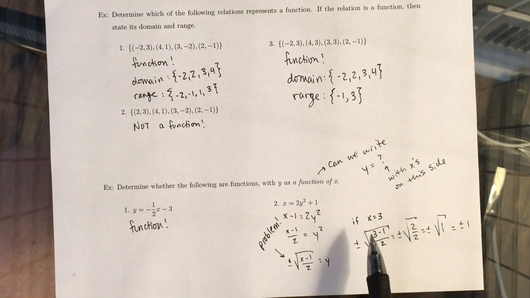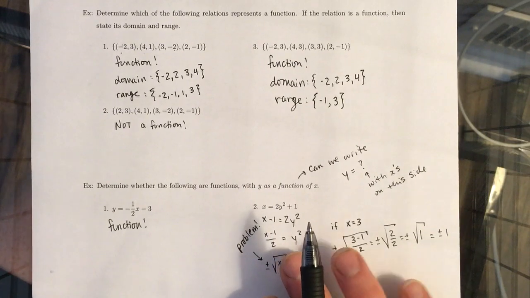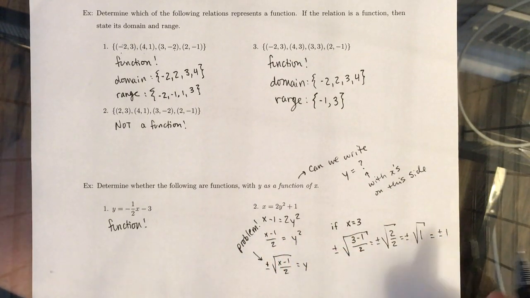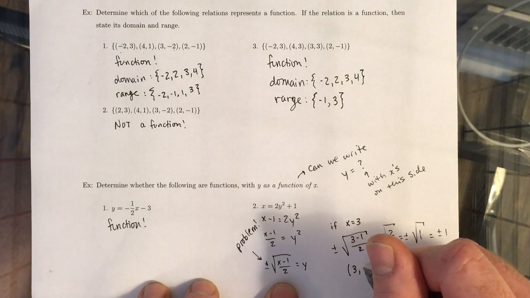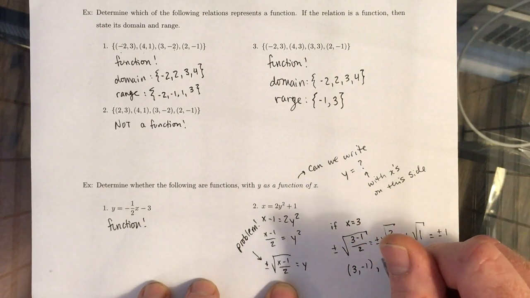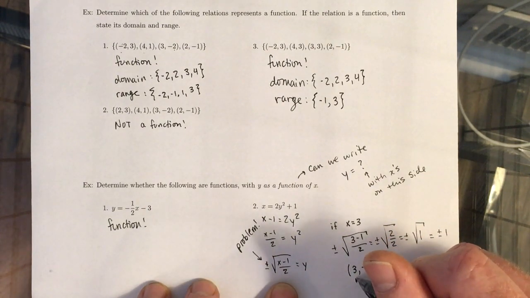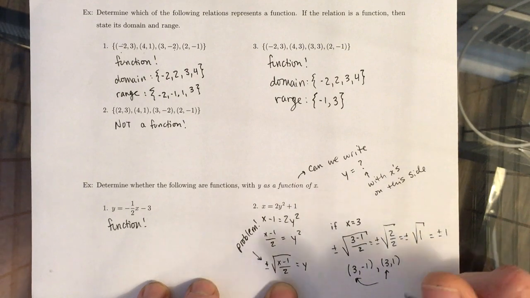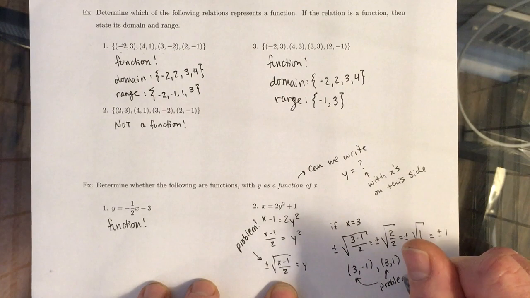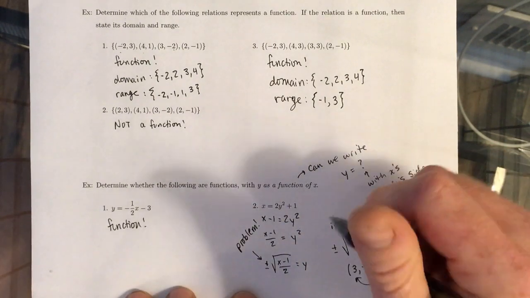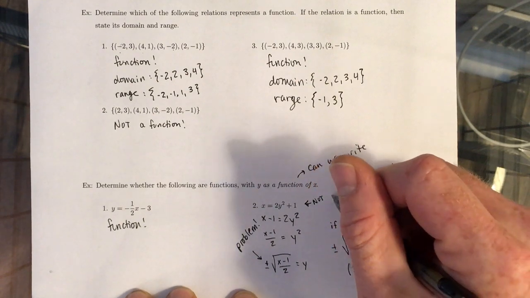So what this tells us is that when x is equal to 3, our y value is both positive 1 and negative 1. So if we write it as an ordered pair, we have (3, -1) and (3, 1), which the fact that 3 occurs twice is no good, so that's a problem. Which means that this right here is not a function.